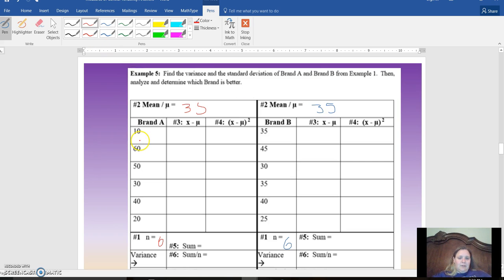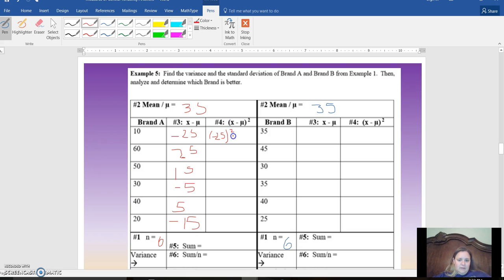Then I'm going to do 10 minus 35, so it's negative 25. 60 minus 35, positive 25. 50 minus 35, positive 15. 30 minus 35, negative 5. You can type this in your calculator, no worries. 40 minus 35, 5. 20 minus 35, negative 15. Then I'm going to take each of those numbers, like negative 25, and square it.